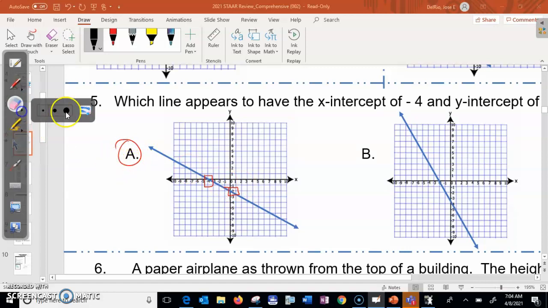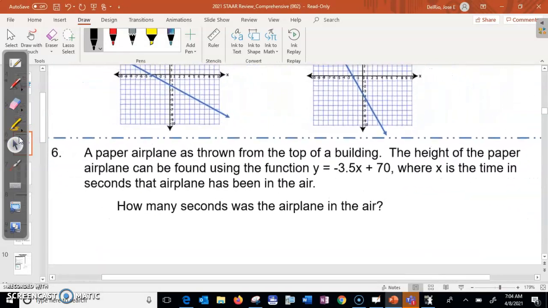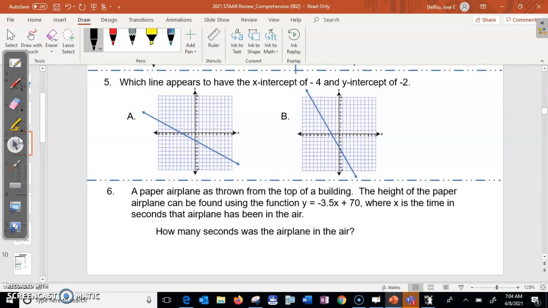Now, last one for linear. So for the last question, let's look at number 6. Number 6 says a paper airplane was thrown from the top of a building. The height of the paper airplane can be found using the function y equals -3.5x plus 70, where x is the time in seconds the airplane has been in the air. So for this question, guys, pretty much they're asking you when did the plane hit the ground. In other words, it went to a complete stop.